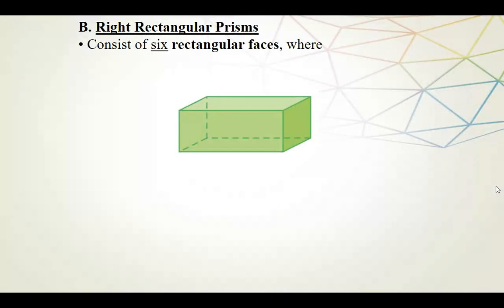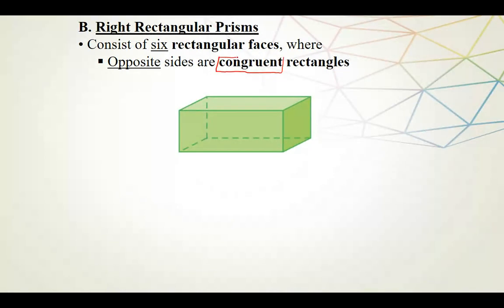A right rectangular prism consists of 6 rectangular faces. So the 6 faces would be you have a top, a bottom, a front, a back, and you have a left side and a right side. The faces that are opposite, they are all congruent rectangles. Now, in terms of what that word congruent means, we haven't really talked about this since the first unit of study, but shapes that are congruent have the same shape and size.